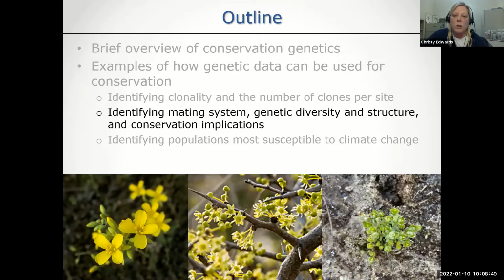Okay, next I'm going to show a series of studies where we've used genetics to identify mating system, genetic diversity and structure, and then conservation implications.